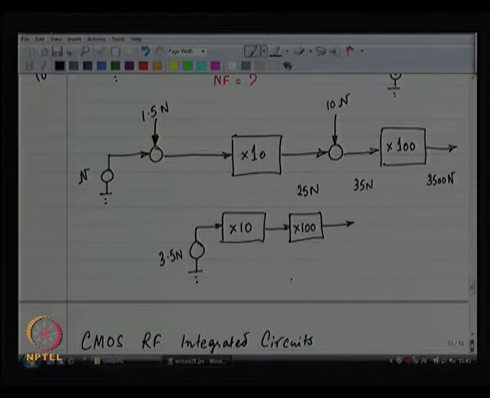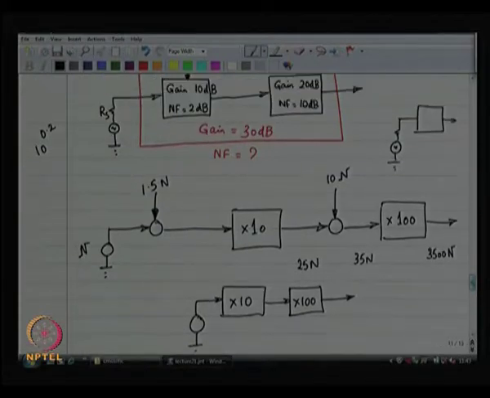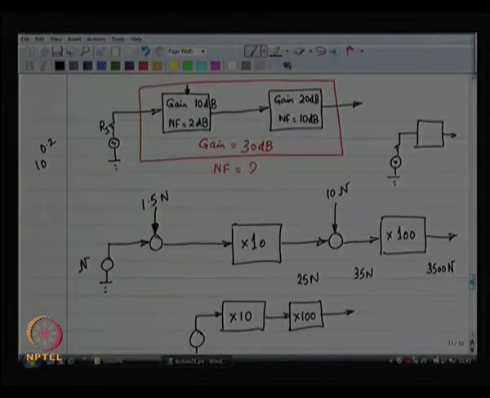We have made a mistake. We have made a couple of mistakes in fact. Sorry, noise figure of 2 dB. What does this mean? That the input referred noise of the first stage is 1.5 times n. So, 1.5 times n is the input referred noise, which means 0.5 n needs to be added, n is already coming from the source. All right, this is mistake number 1.